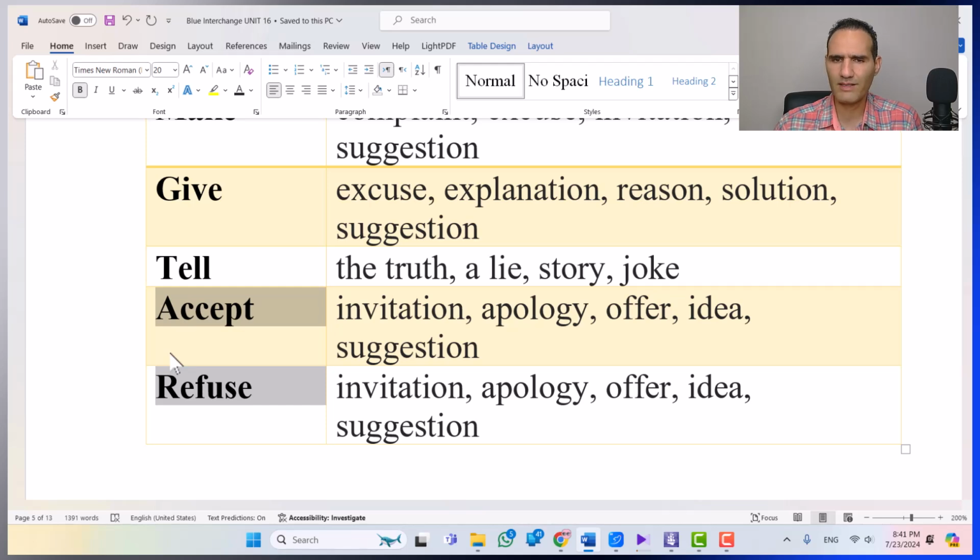Accept and refuse. Both of them have got the same words of collocation. And they are, of course, opposite. Accept an invitation, refuse an invitation. Accept an apology, refuse an apology. Accept an offer, refuse an offer. Accept an idea, refuse an idea. And accept a suggestion, refuse a suggestion. So someone makes an apology and you can accept it or you can refuse it. Or someone makes an offer, you can accept the offer or decline the offer or refuse the offer or turn down the offer or an invitation.